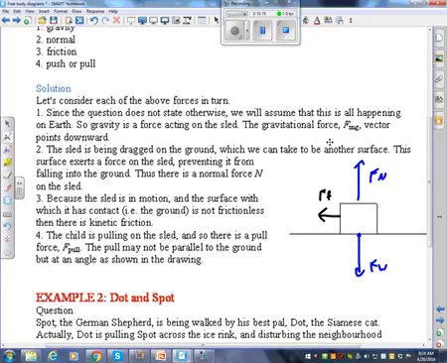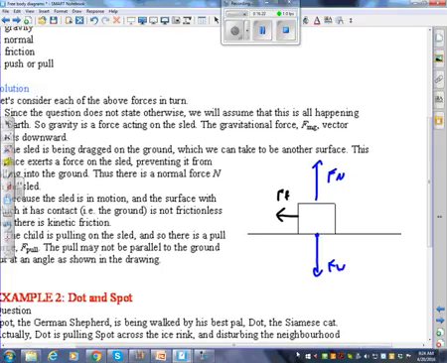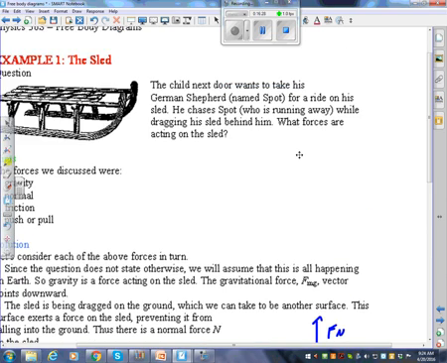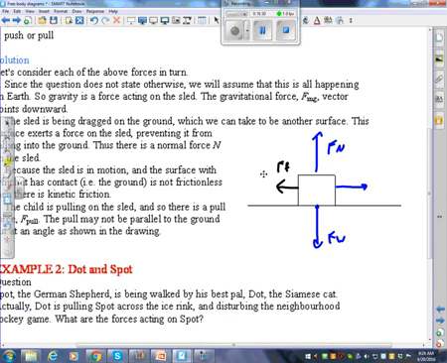The child is pulling on the sled, so there is a pull force, F pull. The pull may not be parallel to the ground, but at an angle as shown. So it doesn't necessarily have to be, it could be like this. Did it say anything about a constant speed? Doesn't, right? So we don't know. It could be like this, or I'm going to do it in a different color, it could be like that, right? And when you get it at an angle, that causes some complications, which we'll get to. Don't worry about it for now. We're just drawing the pictures. All good so far?